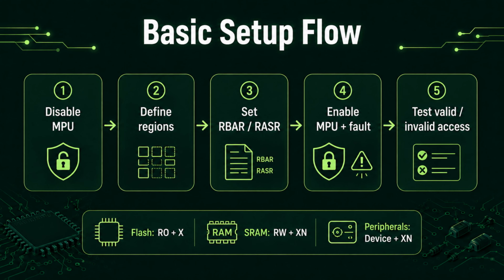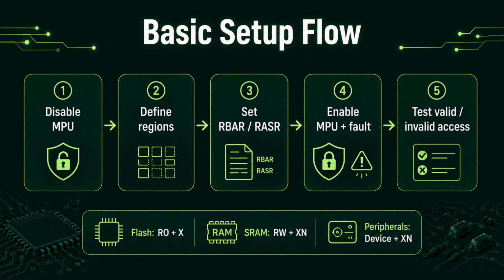The basic MPU configuration process follows a controlled sequence. First, disable the MPU before changing region settings. Next, define the memory regions required by the application, including flash, SRAM, task stacks, shared buffers, and peripheral areas. For each region, program the base address, region size, access permissions, memory type, and execute never attribute using registers such as RBAR and RASR. A common configuration is read-only and executable for flash, read-write and execute never for SRAM, and device memory with execute never for peripherals.